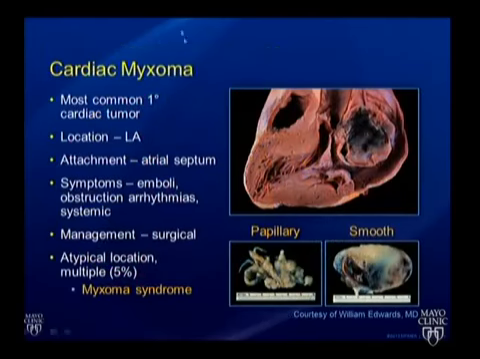But let's talk about myxoma for a few minutes. It's the most common primary cardiac tumor when you're talking about board examinations or an autopsy series. It's located in the atria, often the left atrium, with the attachment being the atrial septum. It does lead to very catastrophic events such as systemic emboli, arrhythmias, and requires surgical management. If its location is atypical, in other words, not in the atria and not along the atrial septum, you need to think about syndrome myxoma. The smooth type reportedly is less likely to embolize than the papillary type, but I think in general it doesn't really matter. Once you've identified something that you think is a myxoma, it needs to be removed.